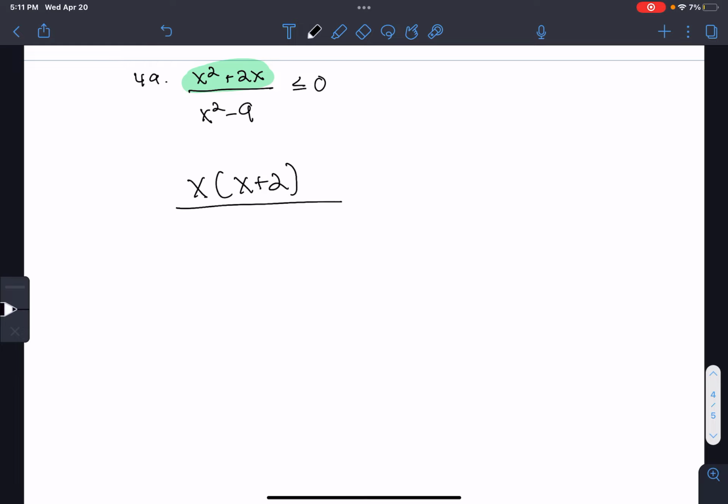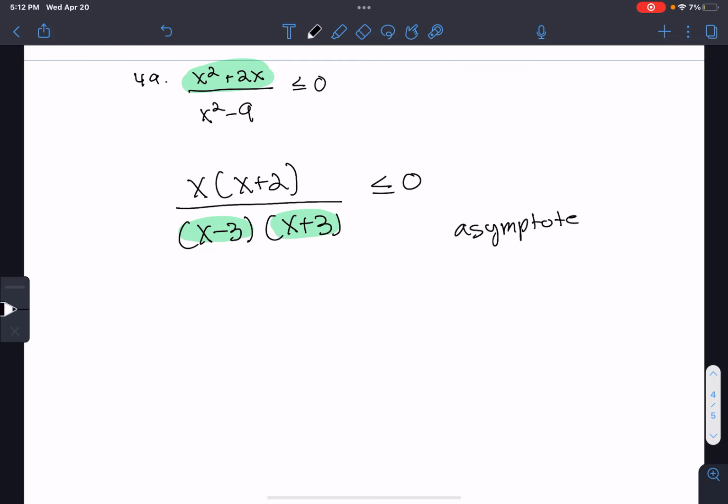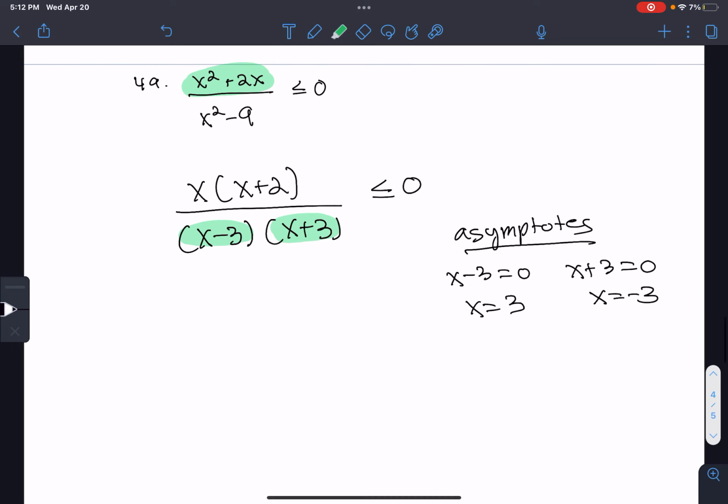And then on the bottom, when you see x squared minus 9, that's a difference of perfect squares. So that's (x minus 3)(x plus 3). Once again, these two we know are going to be our asymptotes. So if we set them equal to 0, you're going to get x equals 3 and x equals -3. These are going to be on our number line.